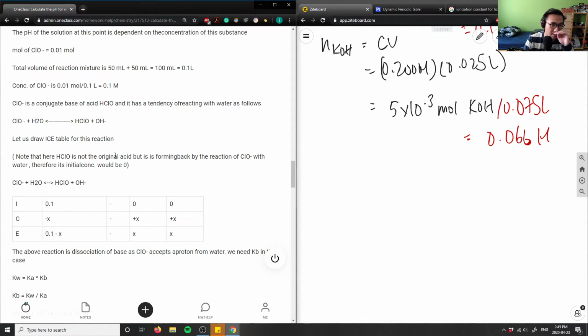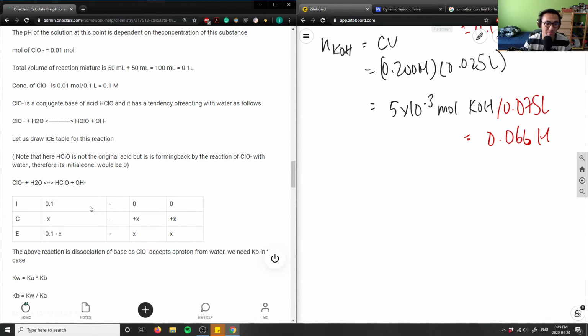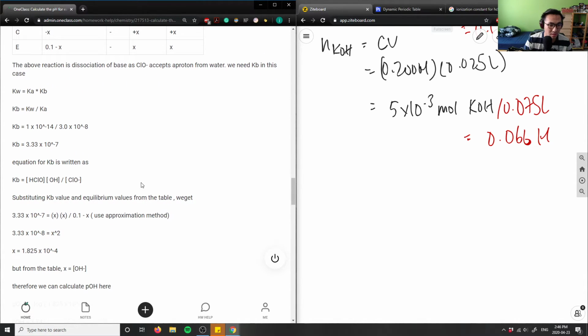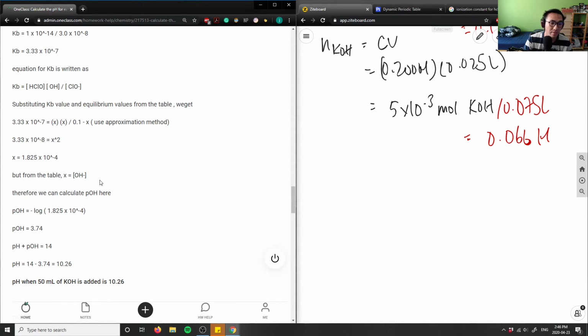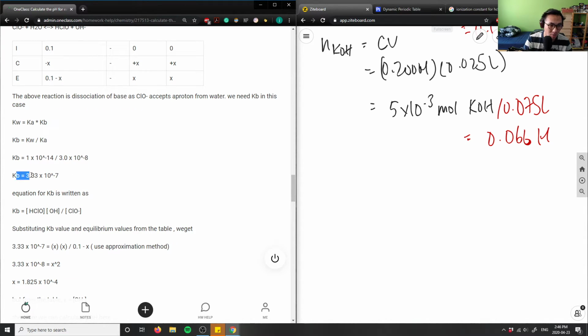Again, they're drawing the ICE table here, but they realize that they've used up all their base, which means the only thing that's participating in our reaction is our ClO minus. So again, ClO minus, minus some sort of X here, you get this Kb expression. And what we're doing here is solving for our Kb, because now we're adding more base than acid, so we want to use our Kb. Therefore, we solve for our Kb using Kw, which is 1 times 10 to the negative 14, and then you solve for your Kb, which is great.